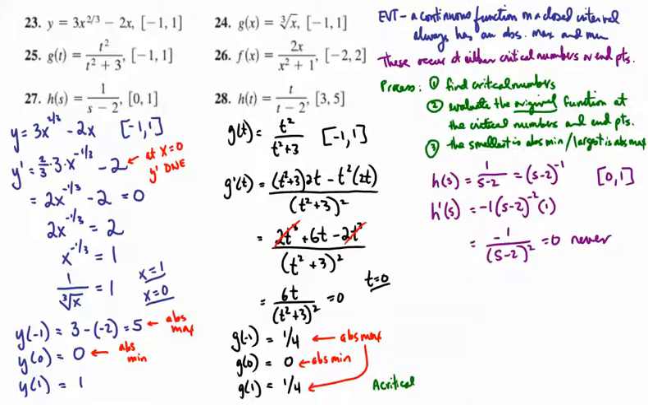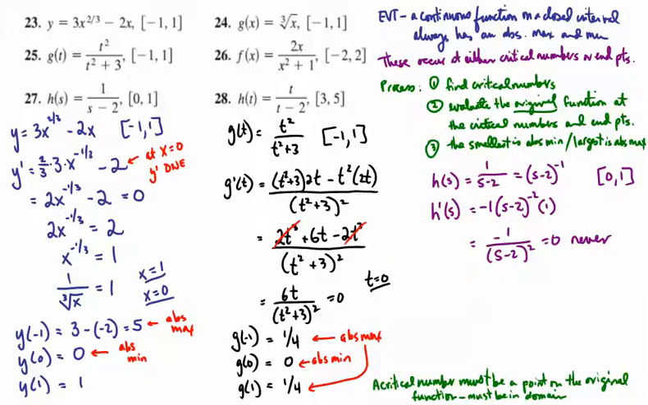A critical number must be a point on the original function. It means that x value has to be in the domain of the original function. Must be in domain. If it's not in the domain, like 2 is not in the domain of h of s, then it cannot be a critical number.